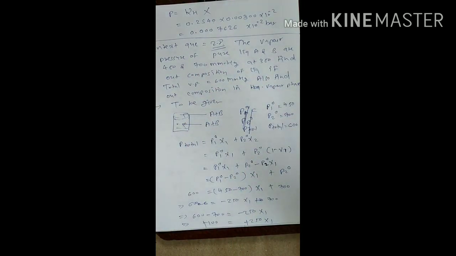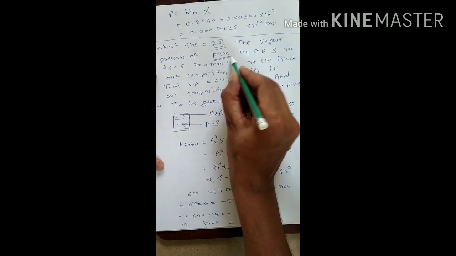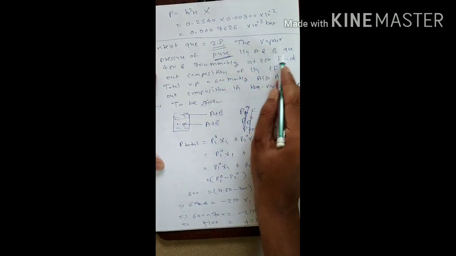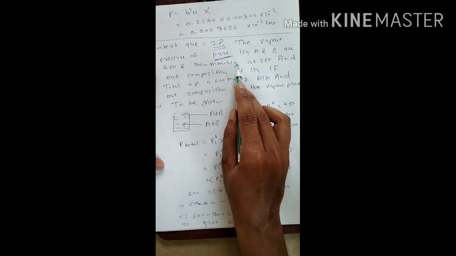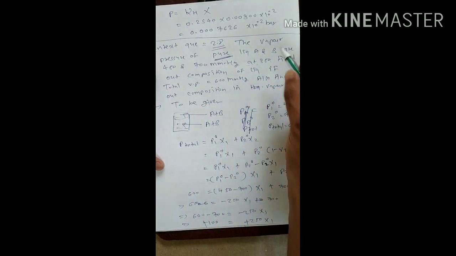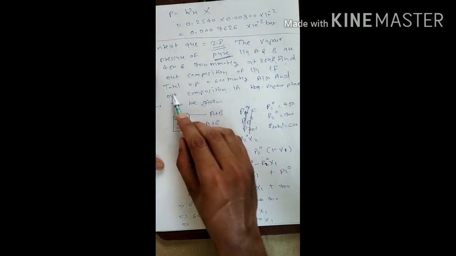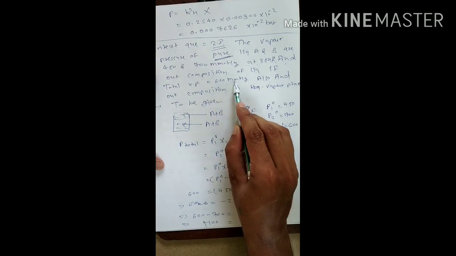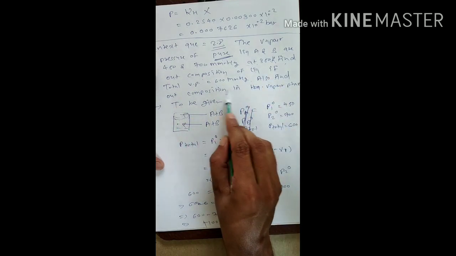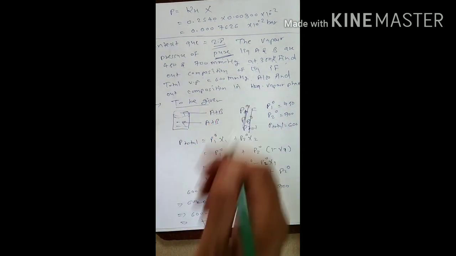First read the question. The vapor pressure of pure liquids A and B, two liquids are here. The vapor pressure of pure liquids A and B are 450 and 700 mmHg at 350 Kelvin temperature. Find out the composition of the liquid if the total vapor pressure is 600 mmHg. Also find out the composition in the vapor phase. Okay, that is the question.